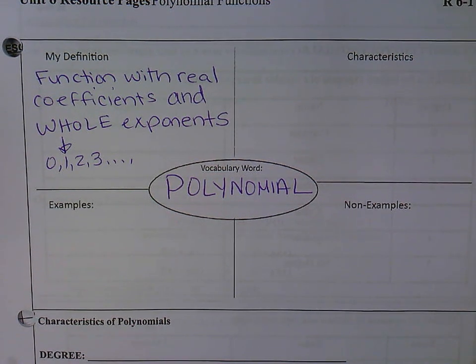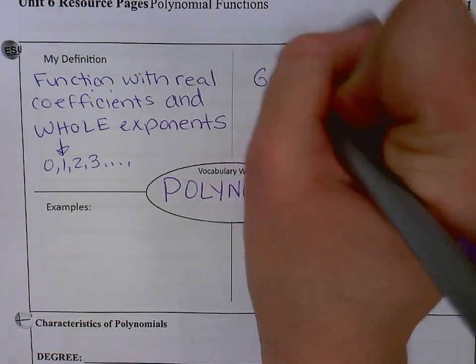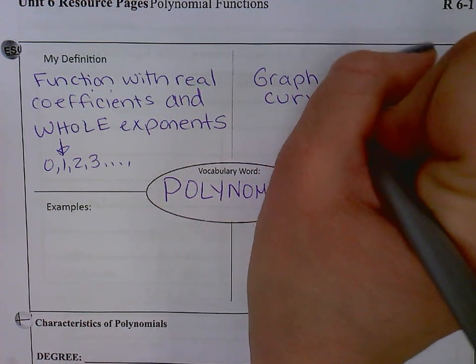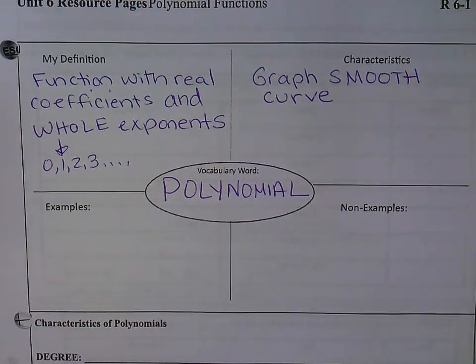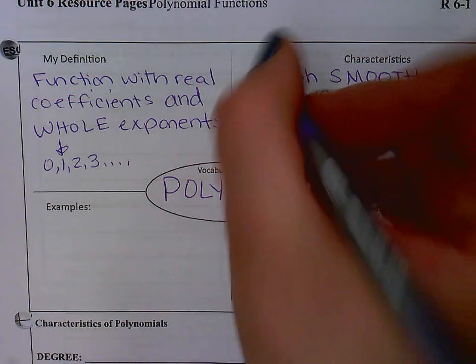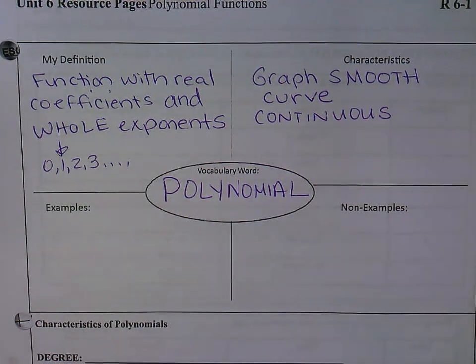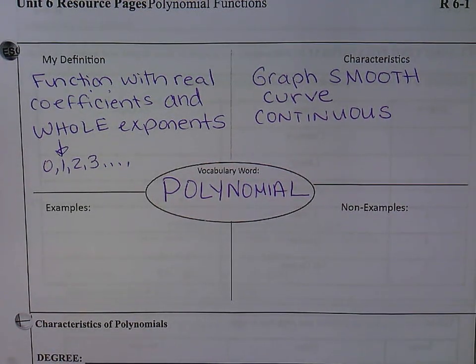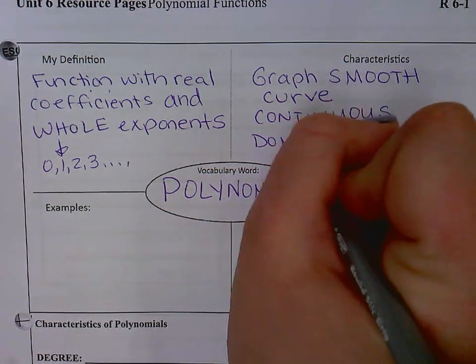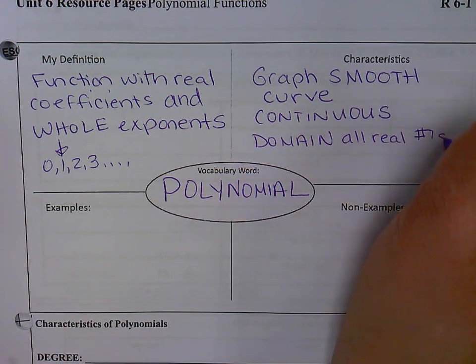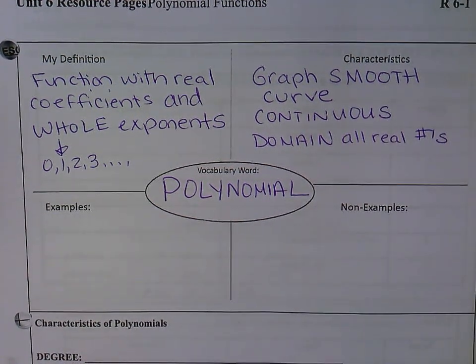Characteristics and some examples. So characteristics, its graph will always be a smooth curve. So it has to have a smooth curve. It can't have jagged edges. It has to be continuous. Its domain will always be all real numbers. Right? You can plug any number you want into a linear function. You can plug any number you want into a quadratic function.